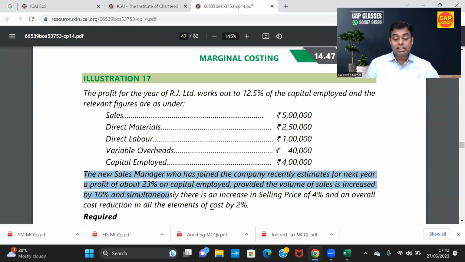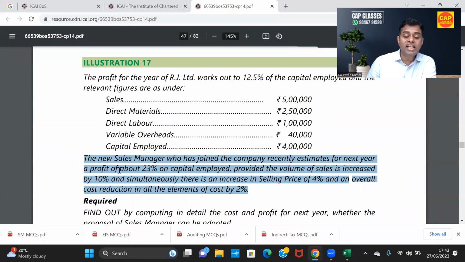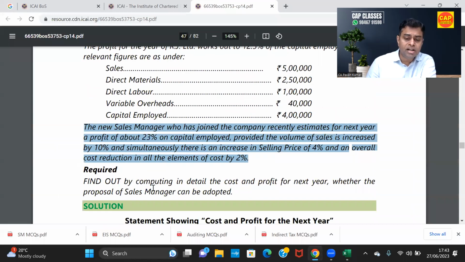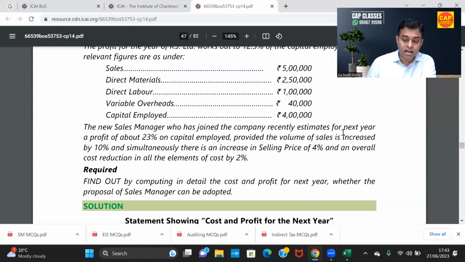Then in the last paragraph, they are saying something. Let us see what it is. The new sales manager, that means they have taken a new sales manager who has joined the company recently. So he must be very enthusiastic and energetic. He'll bring so many proposals. Some of them will be valuable proposals. Some of them will be poor proposals because he joined newly, no? He'll try to prove something. Let us see what he says.